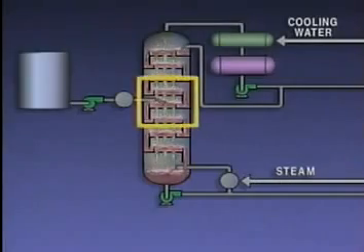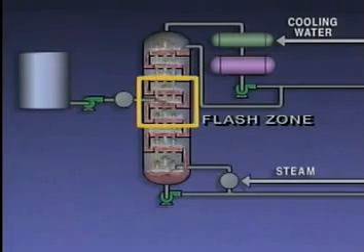The middle section is where the feed enters the tower and part of the feed vaporizes. This vaporization is commonly known as flashing. So this section of the tower is often called the flash zone.